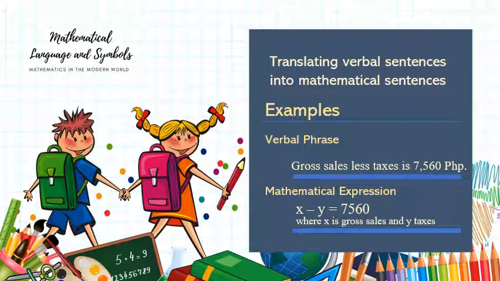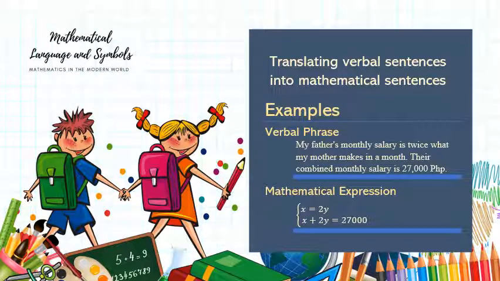Example number 2, gross sales less taxes is 7,560 pesos. We can write that as x minus y equals 7,560, where x is gross sales and y is taxes. Really, don't forget this declaration of your variables.